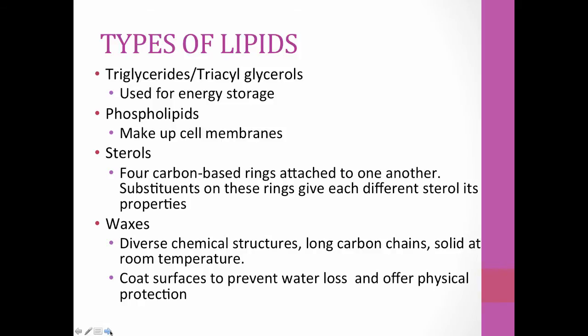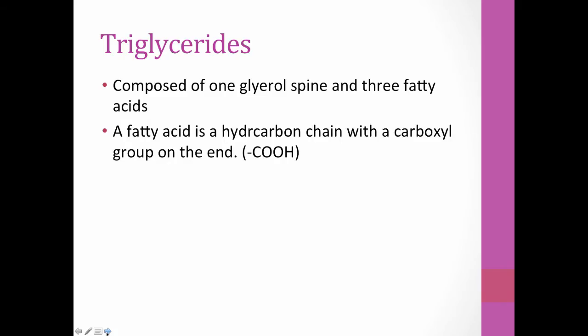And then waxes have quite diverse chemical structures, but the thing that defines them is they tend to have super long carbon chains, and they're all solids at room temperatures. So these triglycerides, some of them might be solid at room temperature, some might be kind of soft solids at room temperature, and some of them might be liquid at room temperature, but all waxes are solid at room temperature. And they're made by cells to coat surfaces and prevent water loss and offer some physical protection. So most plants have a waxy cuticle of varying thicknesses on the surface of leaves in particular.